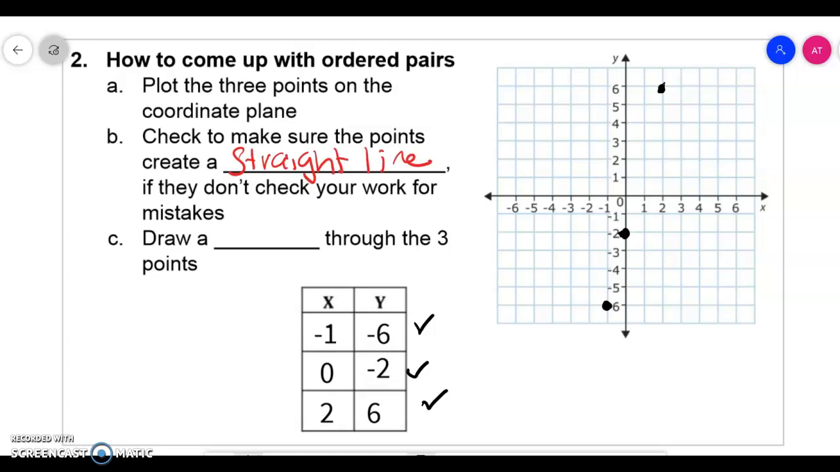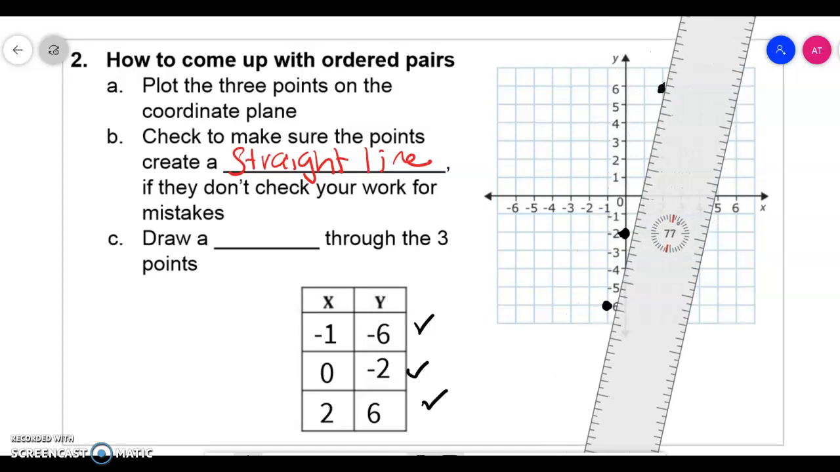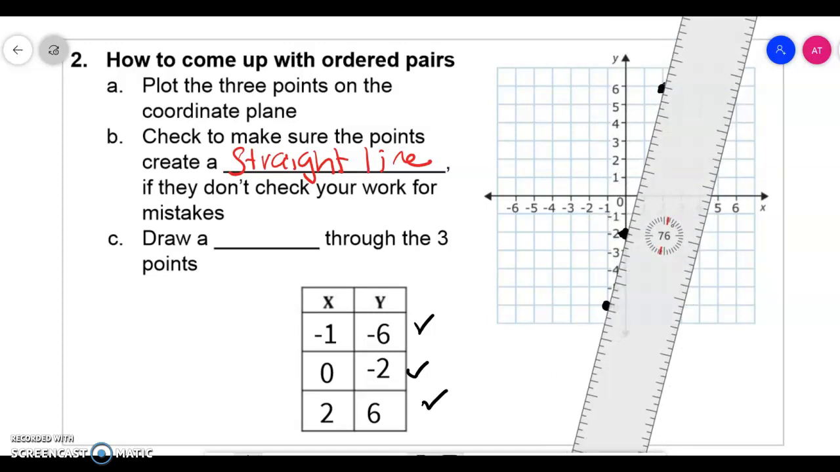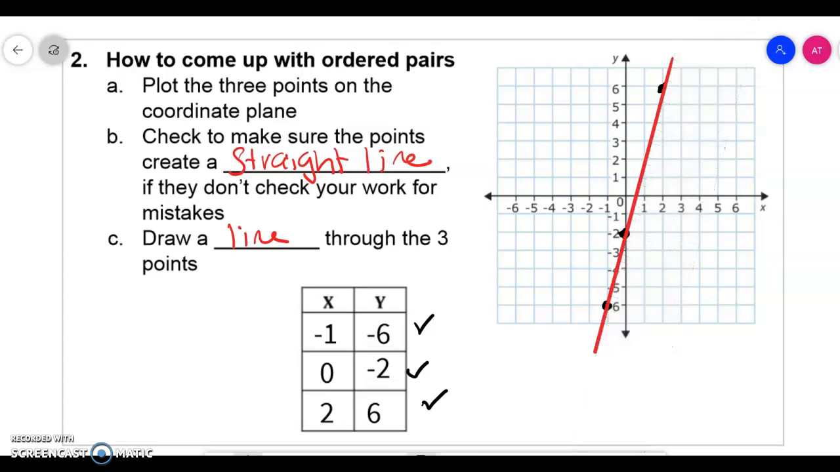If I look at it, let me get my ruler out and see if I line them all up. Yep, that's going to make a straight line. So now we're going to draw the line through all 3 points. Remember, this is going to be a straight line, so if you don't have a ruler, get a straight edge. Also, remember, anytime we're graphing a line, we have to draw the 2 arrows at the end of the line to show that this is an equation and a line.